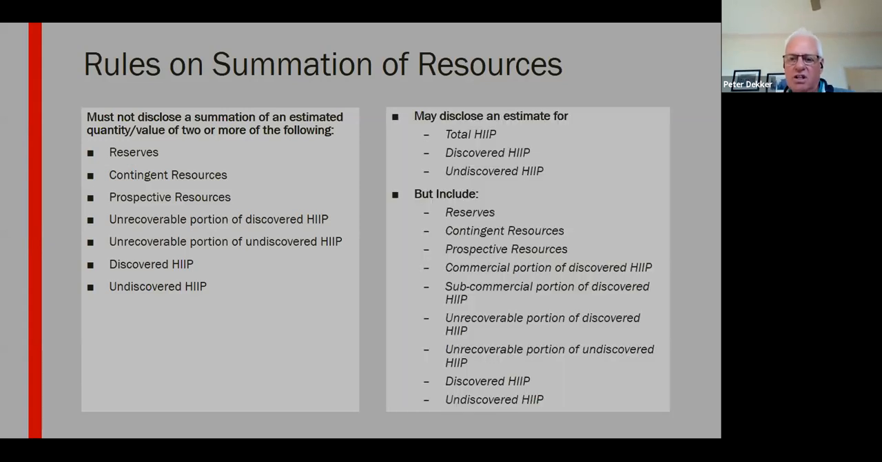You may disclose an estimate for total hydrocarbon in place, total hydrocarbon in place undiscovered and discovered. But then you have to include the reserves and contingent resources. You have to disclose the sub-commercial portions of all these hydrocarbons in place as well, according to the PRMS. But you cannot add reserves to contingent resources to prospective resources and report that. You really have to report these classes separately.